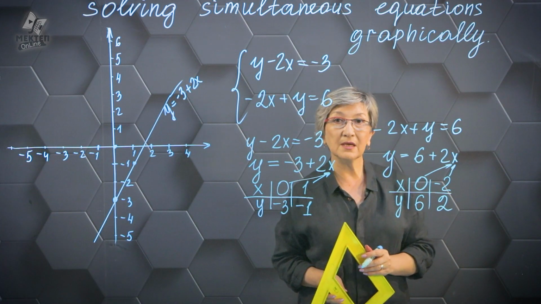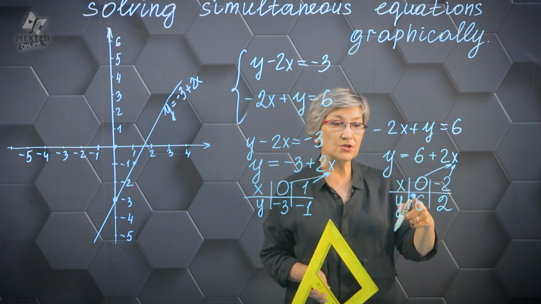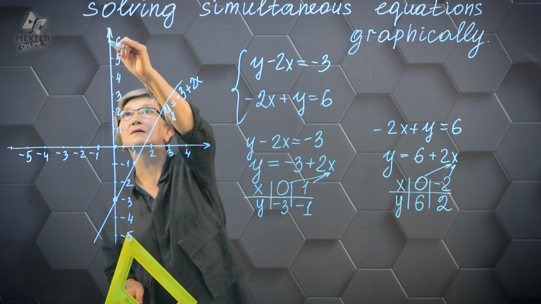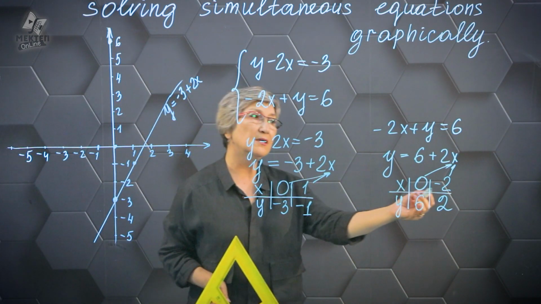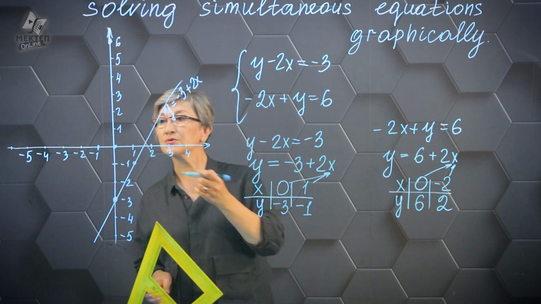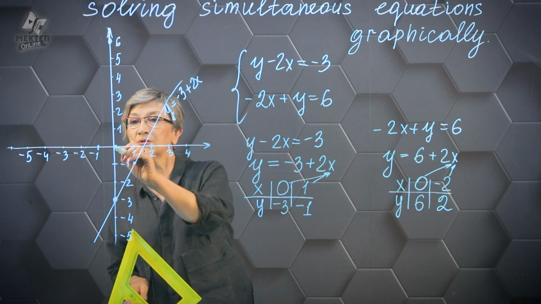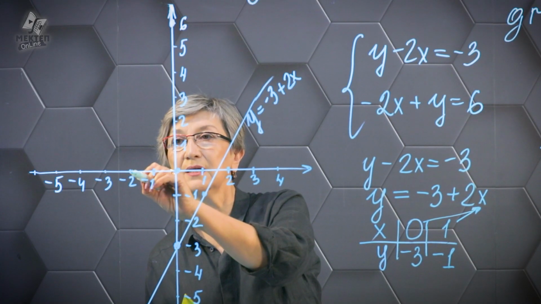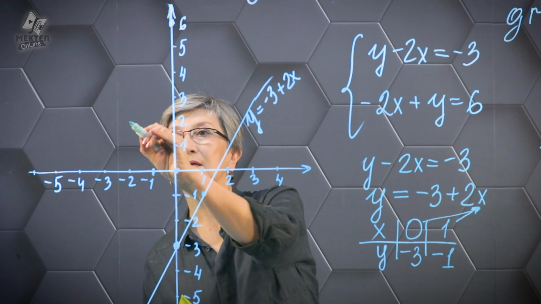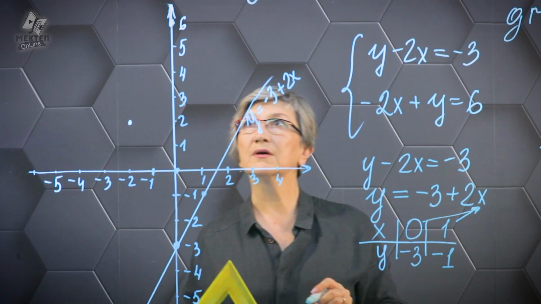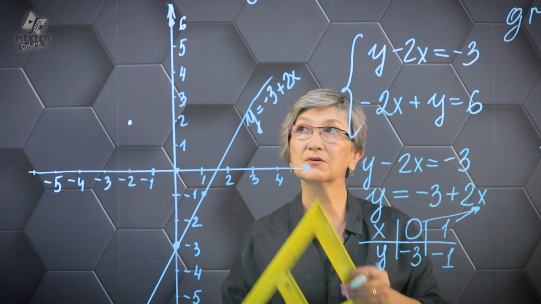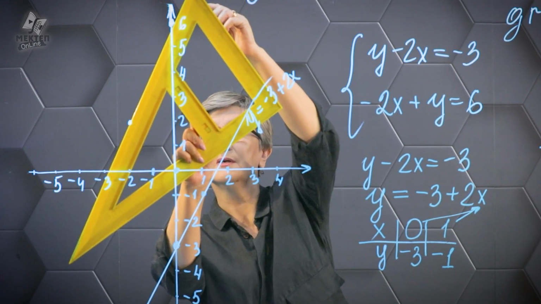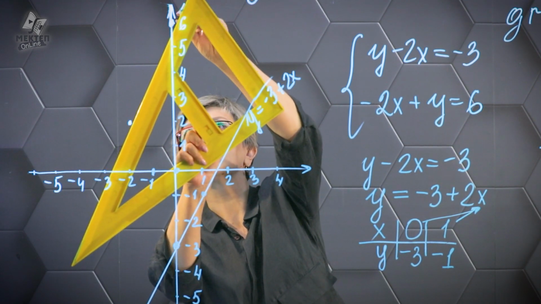Let's plot the graph of this function. The first point is 0, with coordinates 0, 6. Here is the point. The second point has coordinates -2 and 2. That is, 2 units to the left, and 2 up on the y-axis. Thus, we have 2 points again. Now we will draw a line that passes through these points.